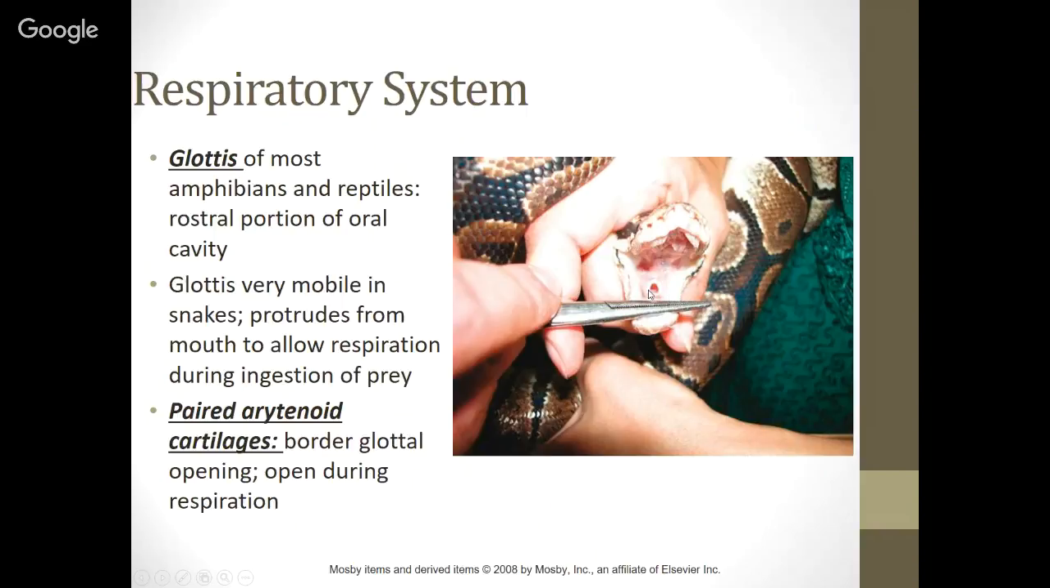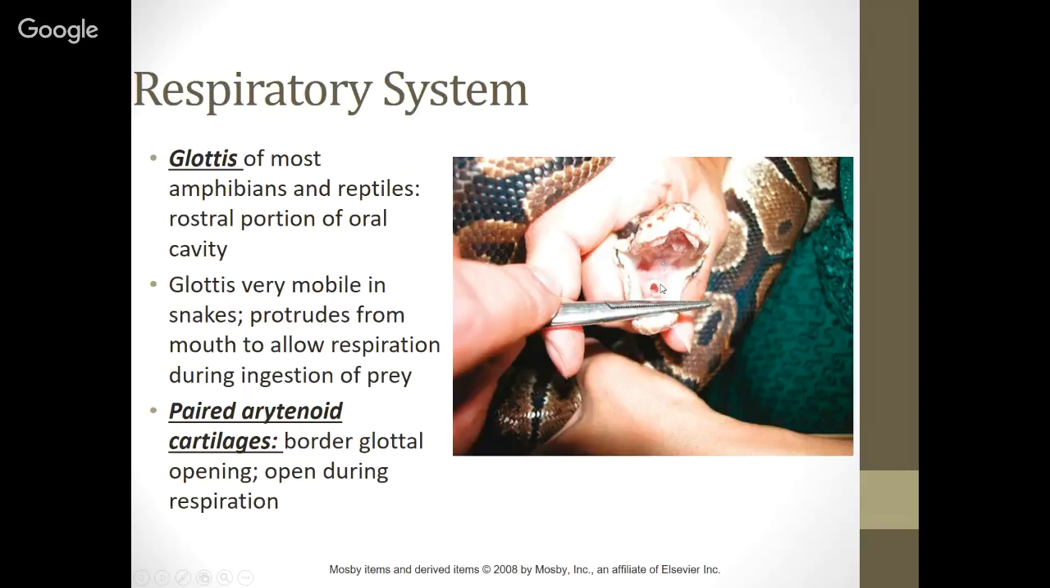The glottis is really easy to find in amphibians and reptiles. It's right at the base of the tongue, actually in the rostral portion of the oral cavity. Here's this big hole here. So it's really easy to tube a snake or a reptile. Glottises are very mobile in snakes. They can protrude from the mouth to allow respiration during ingestion of prey. So this guy can breathe even if his mouth is full.